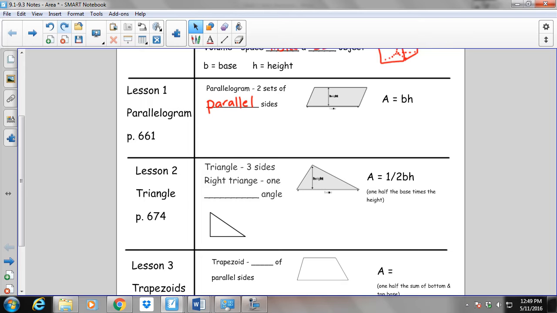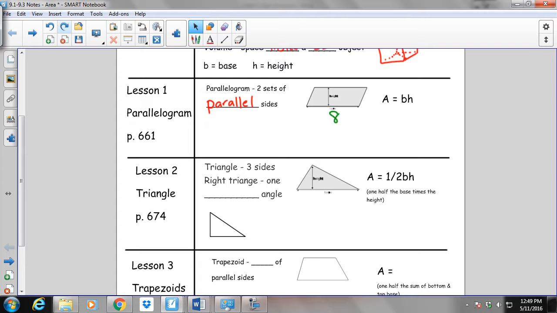So this is a parallelogram. The top two lines, the top and the bottom line are parallel, and the left and the right side are parallel. The formula for this is area equals base times the height. So there's the two parallel lines top and bottom. There's the parallel lines left and right.